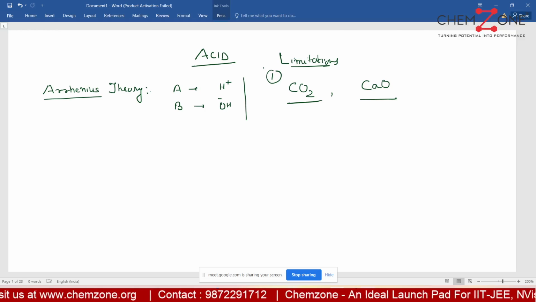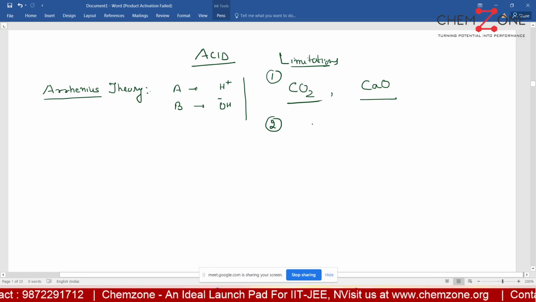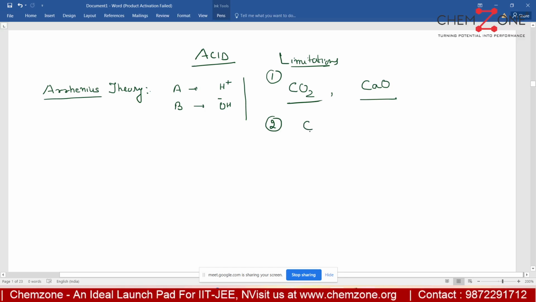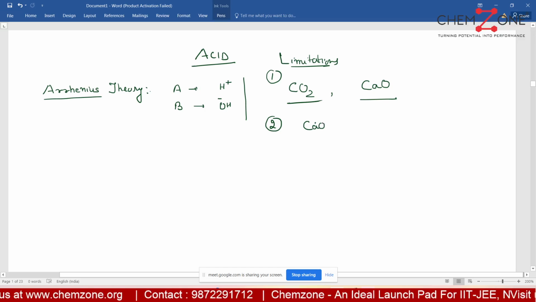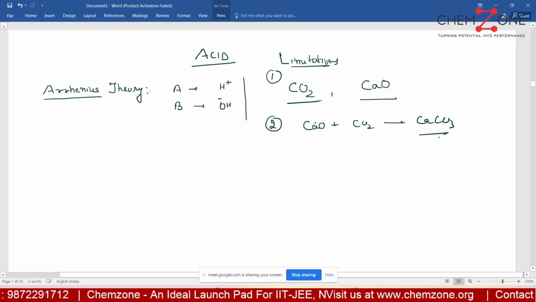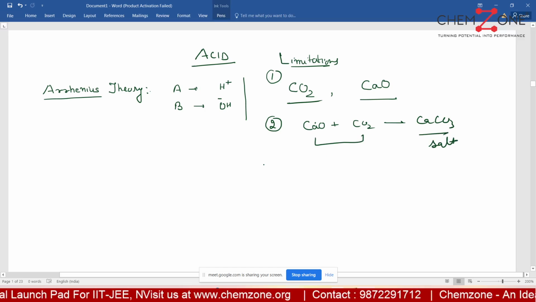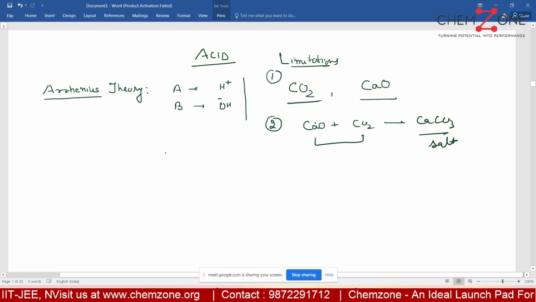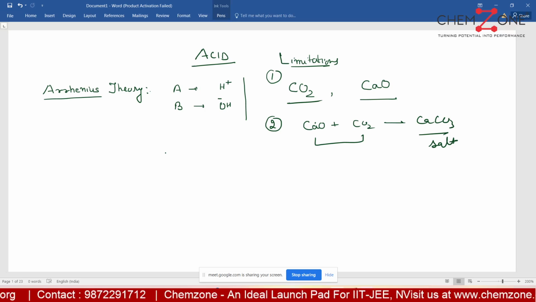Yes. Number two, if you say acid and base combine to form salt, right? Yes or no? Yes, sir. Then CaO plus CO2 gives CaCO3. This is a salt. It means one of them must be acidic, the other must be basic. But the theory does not prove why or how any one of them is acidic or basic in nature. So this theory was a rejected theory.